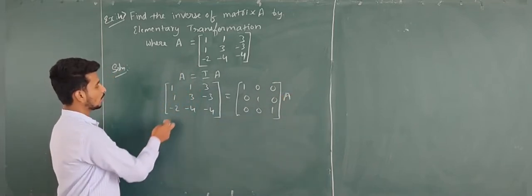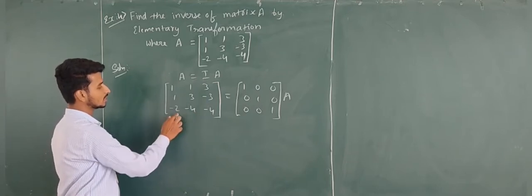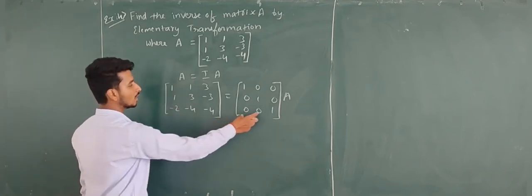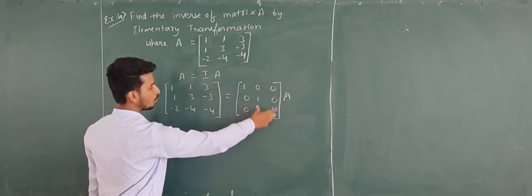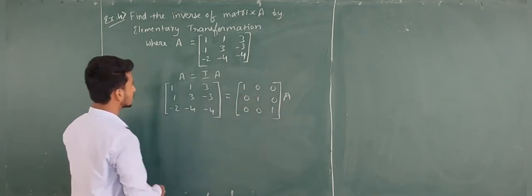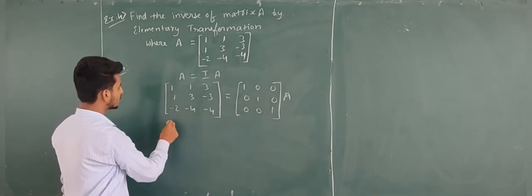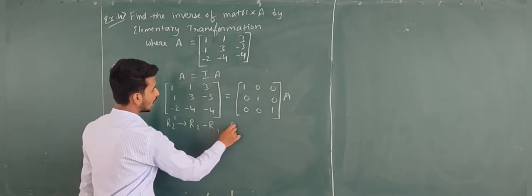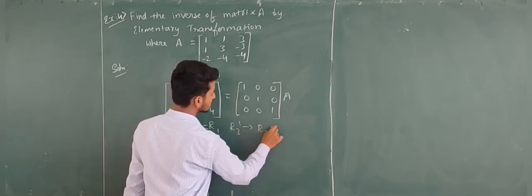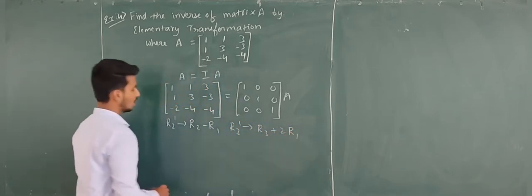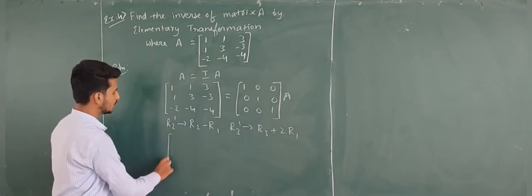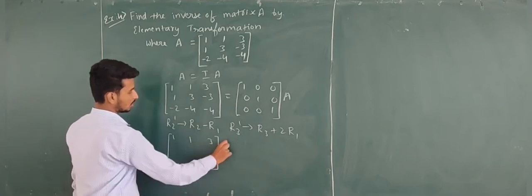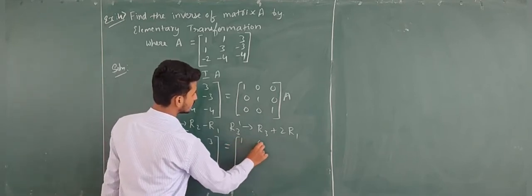So next, we have to make these three terms 0 and these three terms 0. Lastly, to make this an identity matrix, by elementary transformation we will get some values here, and that will be your A inverse. First we will perform the elementary transformation, that is R2 dash changes to R2 minus R1 and R3 dash changes to R3 plus 2R1. You are not changing the first row, you can write it as it is, 1 0 0.